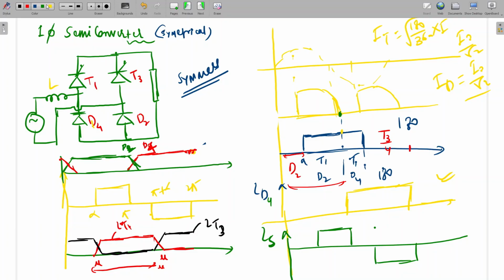But if you see here, this is D2, 180 plus mu. So you can say D2 and D4, 180 plus mu, and T1, T3, 180 plus mu. Is it clear? So our observation is correct here also. Like we have already observed in all the previous cases, everywhere we get the actual angle plus the overlap angle. Is it clear? Yes, sir.